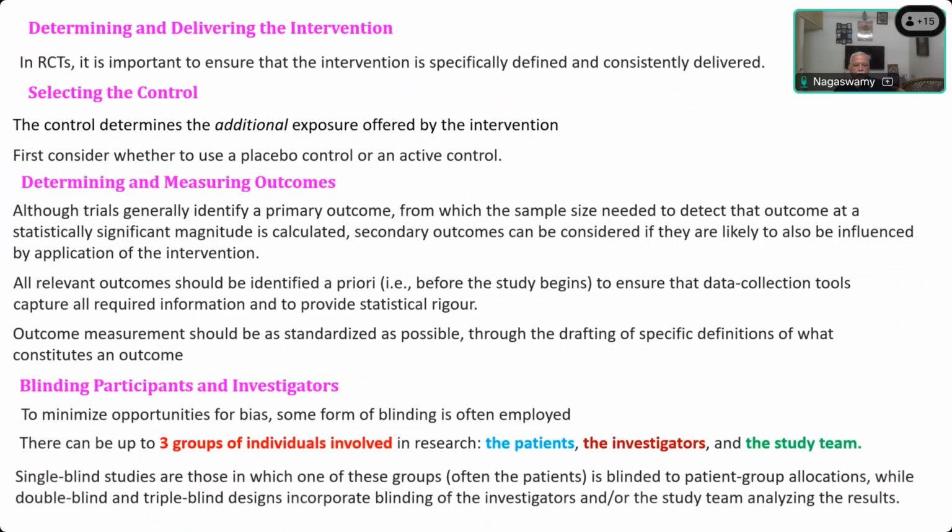Now, if the patient alone does not know which group he belongs to, it becomes a single blinded study, because he is not going to be aware which group he will be allotted. Double and triple blinding mean that the patient does not know and the investigator does not know in double blinding, but the study team may know. Whereas in the triple blinding method, all three are not aware of what drug is being investigated or which patient is coming to you.